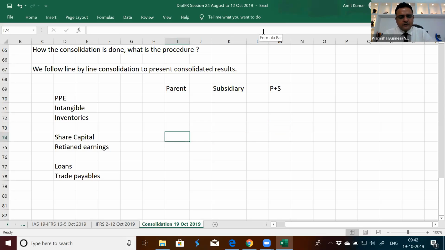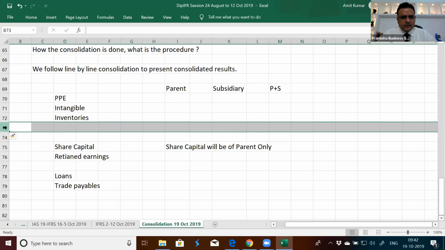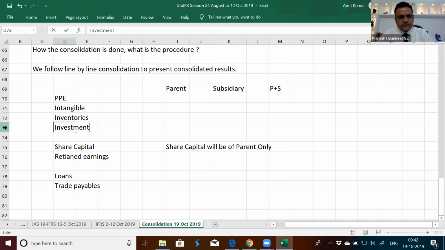Share capital will be of parent only. I'll tell you why. Because parent is indirectly acquiring the subsidiary through this investment. So there is a line in parent's books known as investment in subsidiary. Now this investment is, suppose, 200,000. This line will not exist in the subsidiary, because by investing 200,000, parent has acquired the share capital of subsidiary.